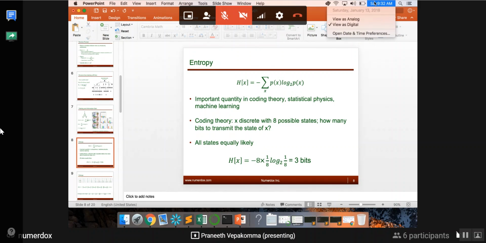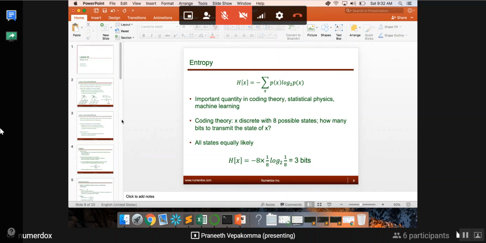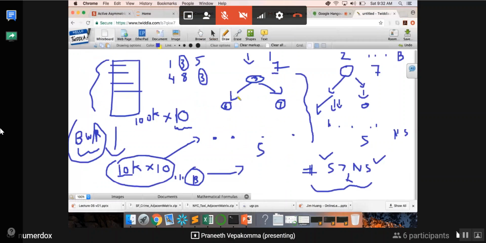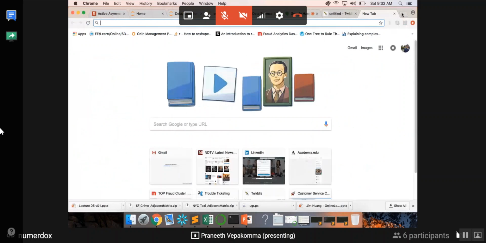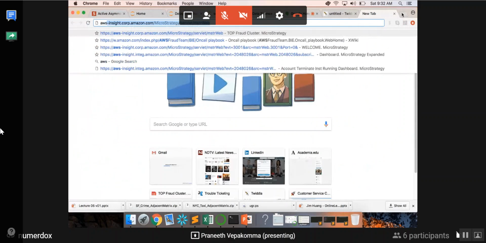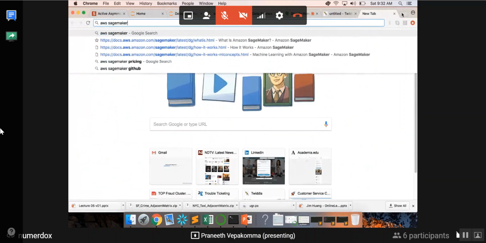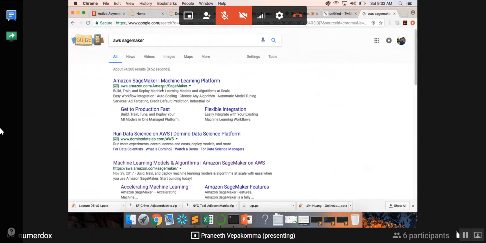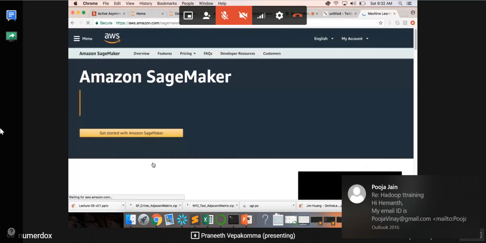We should probably cover this again next class, but this is a very important technique. Random forest is very popularly used. One thing I wanted to show before we close today is that AWS released something called SageMaker, another service. I mean, there are so many services, but SageMaker is a popular service now. It is very recent.